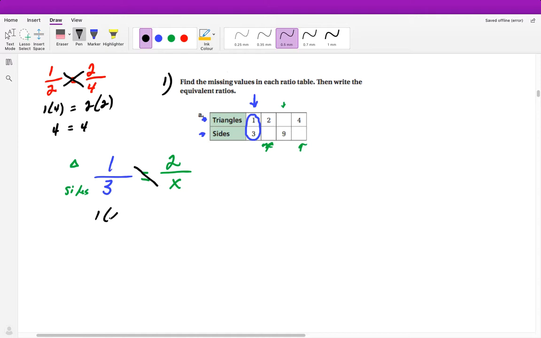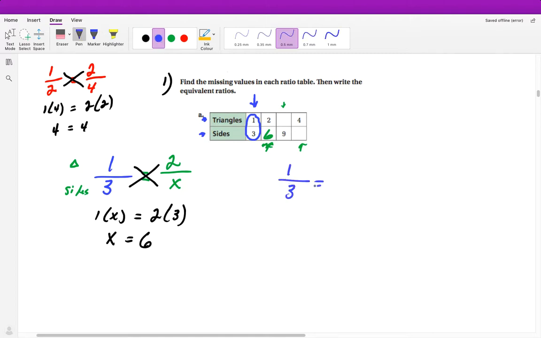We can do 1 times x is then equal to 2 times 3. Well, 1 times x is this x, and 2 times 3 is equal to 6. So that means that this missing value is 6. All right, and now I can keep thinking I can solve this again by setting up a ratio or a proportion.